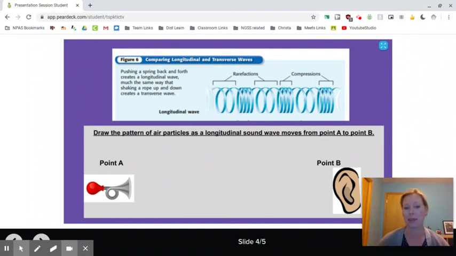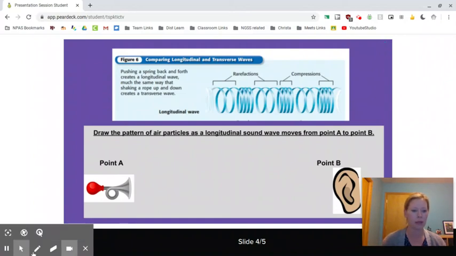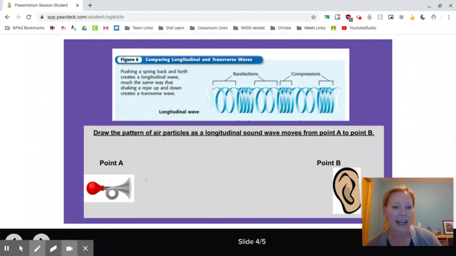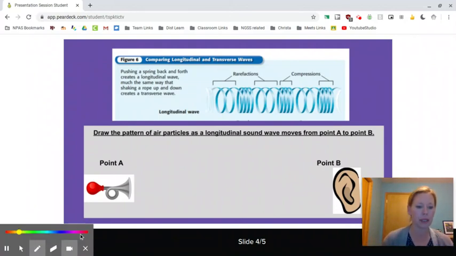So I'm challenging you to draw the pattern of particles as a longitudinal sound wave moves from point A to point B. Basically, I forgot to create this on Pear Deck, so I'm going to have to go in officially, and I'll change that T in transverse now. But I'm going to create these particles so that you can create the same thing and know what to do.